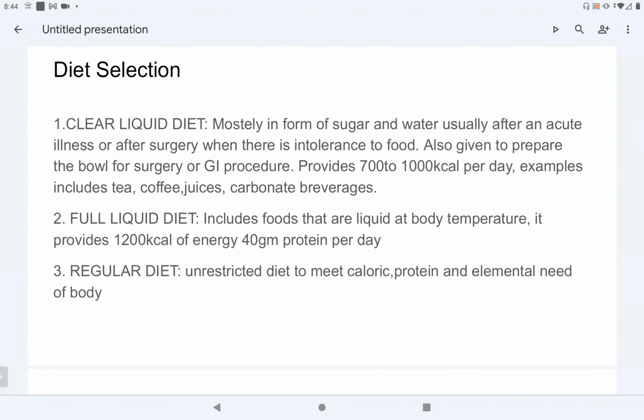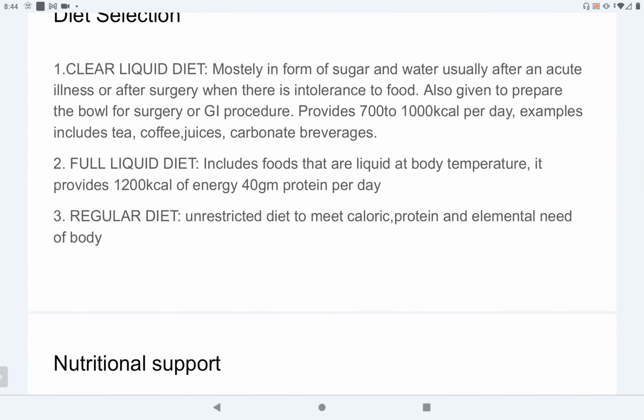Diet selection. Clear liquid diets, mostly in the form of sugar and water, are usually given after an acute illness or after surgery when patients are intolerant to food. They are also given to prepare the bowel for surgery and GI procedures. Clear liquid diets provide 700 to 1000 kilocalories per day, which includes tea, coffee, juice, and carbonated beverages.